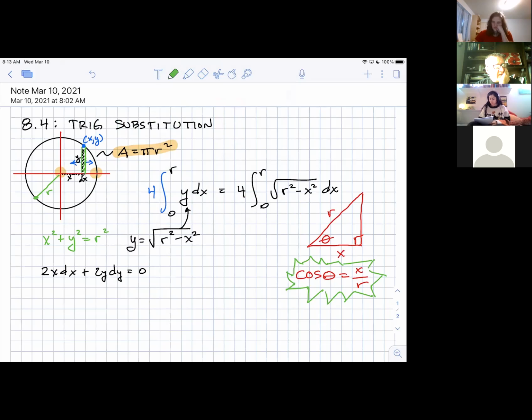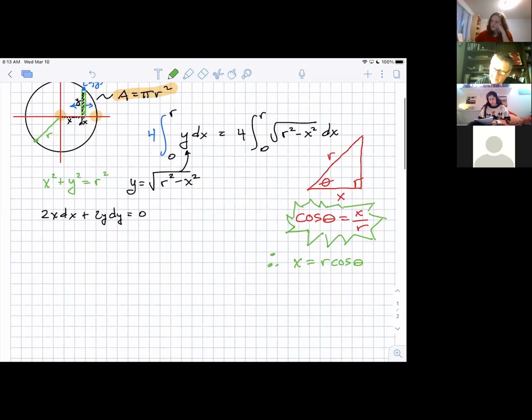So, let's see, I want to substitute that for x. I guess I find myself thinking that would mean, hence, that x is equal to r cosine of theta. And now I'm ready to rip. And while we're at it, let's make the derivative.